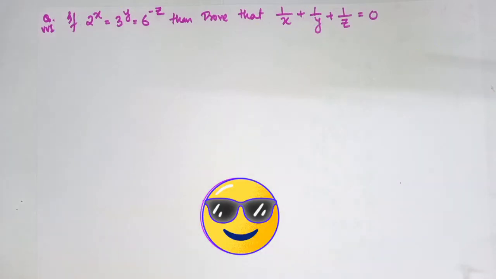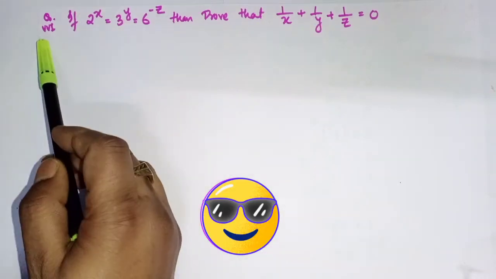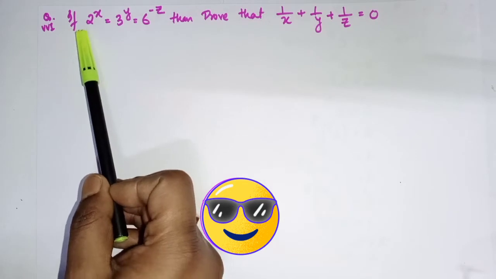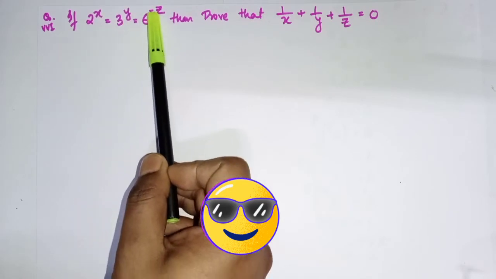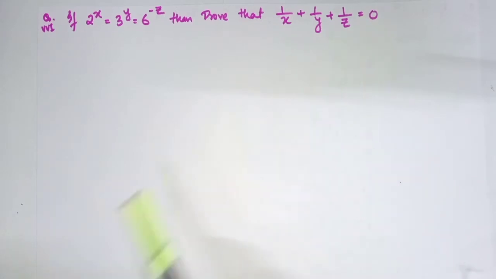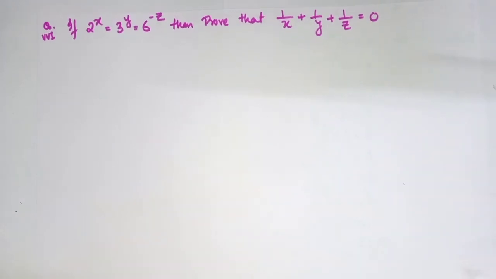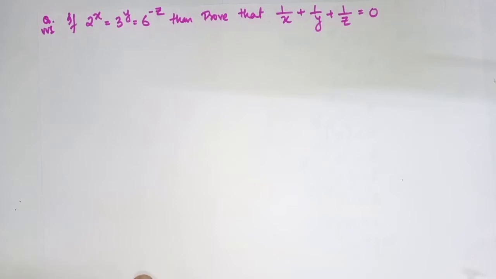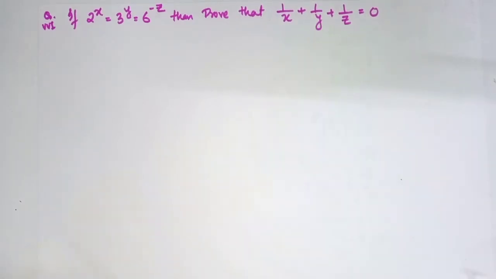Here comes one of the very important questions. What is given is that 2 to the power x equals 3 to the power y equals 6 to the power minus z. Then we have to prove this. Proving sums are very easy. Why? Because the answer is there only, since we have to prove this.